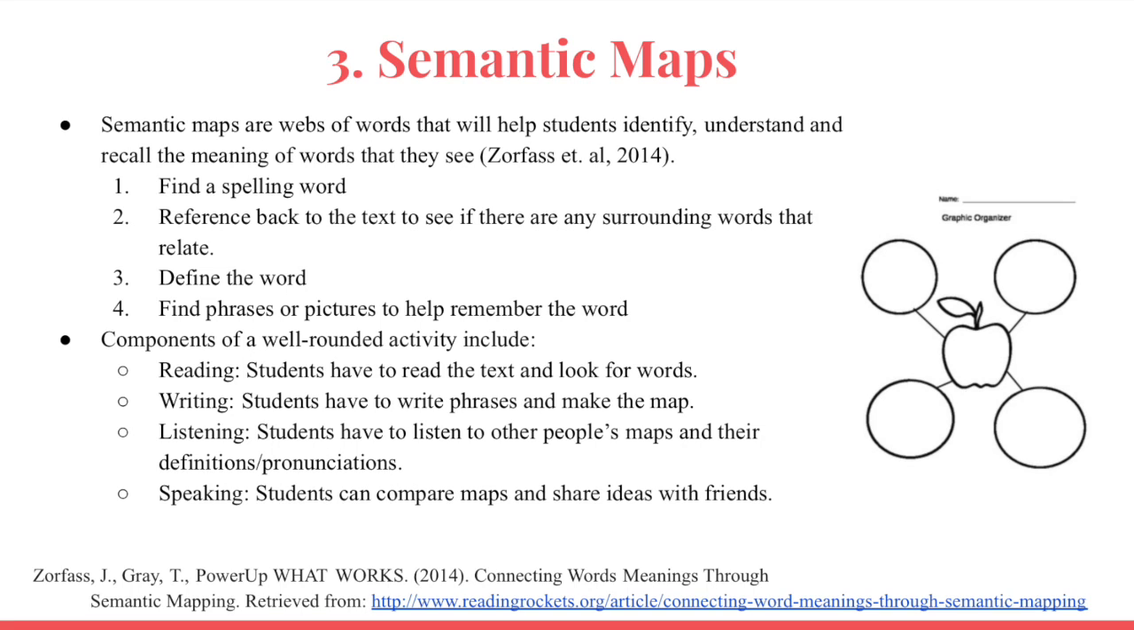I like this strategy because it gives students a visual to follow along with. This also includes the 4 categories that make a well-rounded, accommodating activity. The first is reading, so students have to read the text and look for the words. Writing, students have to write phrases and make the map. Listening, students have to listen to other people's maps and their definitions and pronunciations. And finally, speaking. Students can compare maps and share ideas with friends.